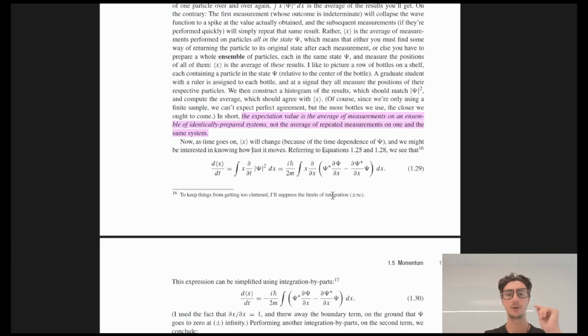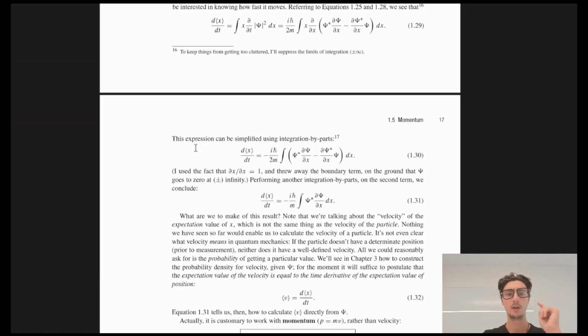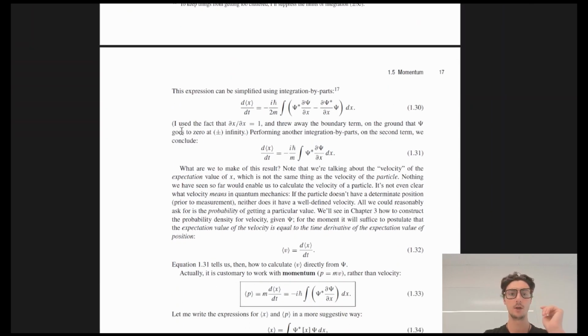Okay, so the integration here is from negative infinity to infinity. The derivative of the expectation value of x with respect to time is this. Let's see what the answer is. This expression can be simplified using integration by parts. Awesome. If you're confused by integration by parts, this might be a good example to play around with.